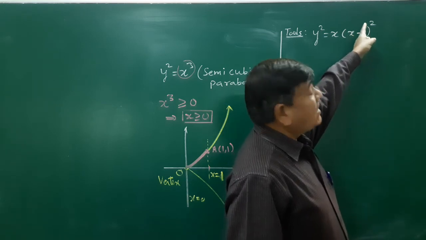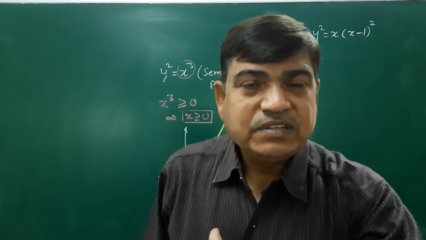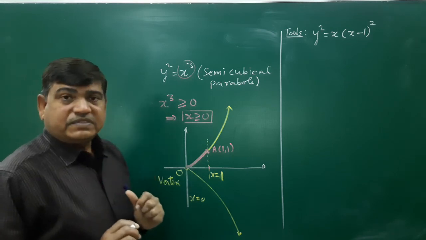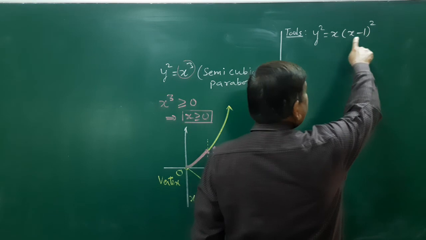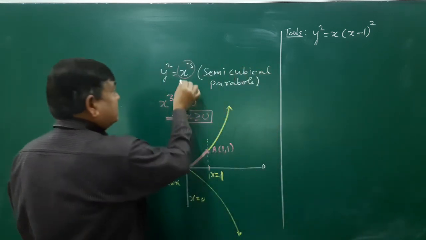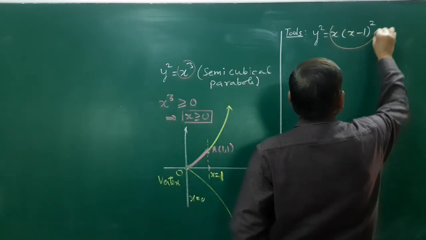Here it is x square. If you open this and this x is multiplied by x square, it will be x cubed. So a little bit like this one. Not exactly this, but a little bit I am saying. y square equals x times (x minus 1) whole square. And you remember, as usual, this is positive, so the whole part must be positive, including 0.